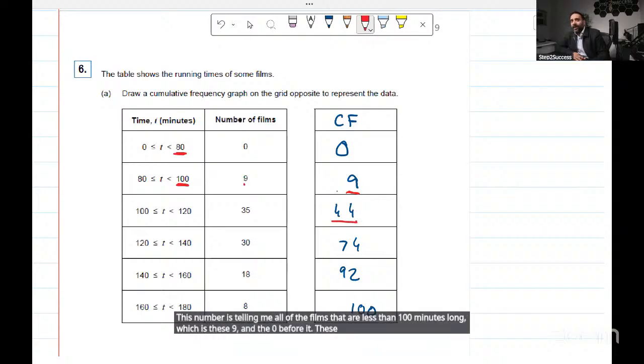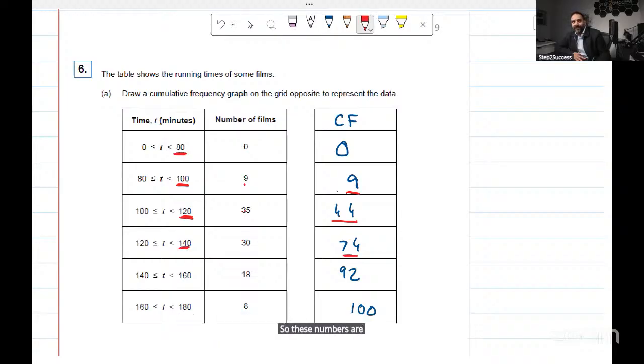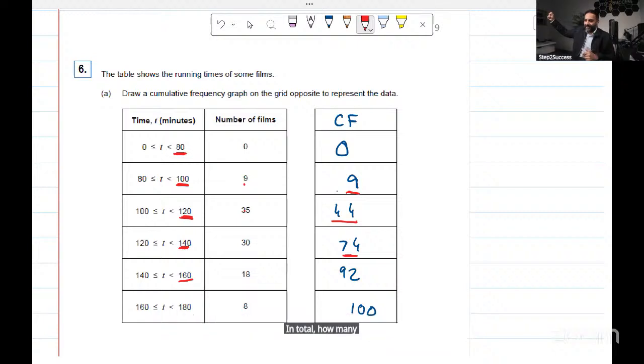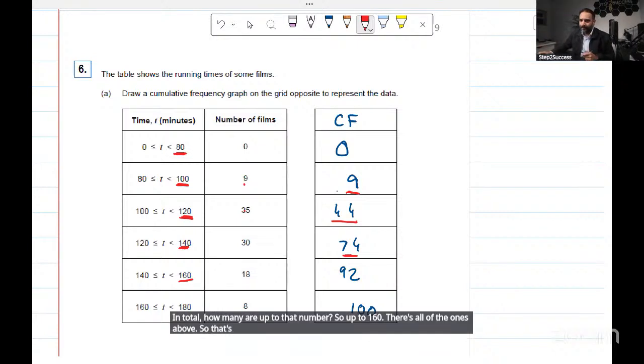These 44 are all the films that are less than 120 long, which is these 35 and these 9 and these 0. Do you see what I mean? So these numbers are corresponding to the upper value of the group because they're telling me how many are in total, how many are up to that number? So up to 160, there's all of the ones above. So that's why it's the upper value of the group every time.